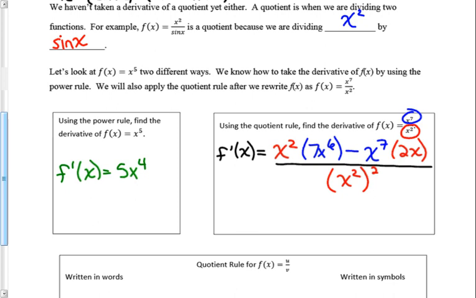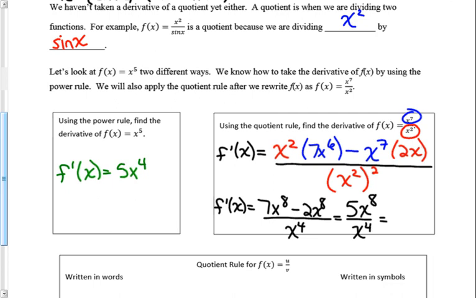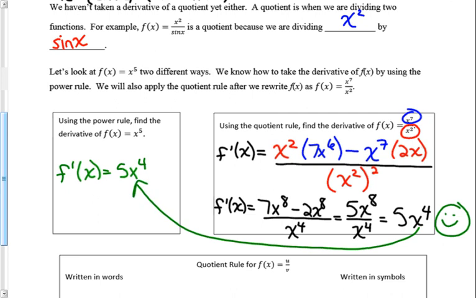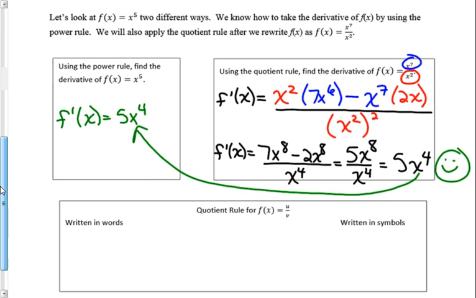Well, let's see if this worked. Let's work this out, simplify it a little bit. So with this derivative, what I end up with is 7x to the 8th minus 2x to the 8th, and that's all over x squared squared, which is x to the 4th. Well, that leaves me with 5x to the 8th on top, 7 minus 2, and I'm dividing by x to the 4th. When I simplify that, I still have a 5, and x to the 8th over x to the 4th is x to the 4th, and that is exactly what we wanted, so we are happy we got the derivative correct.